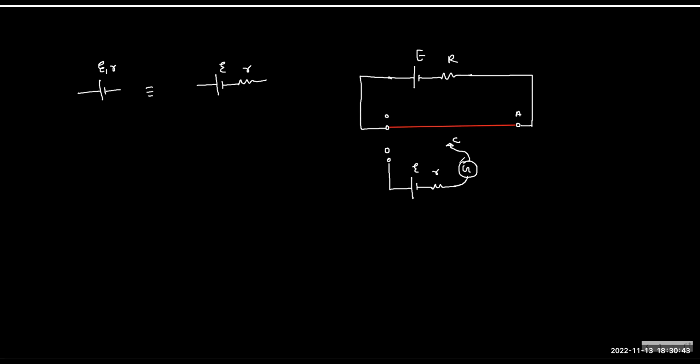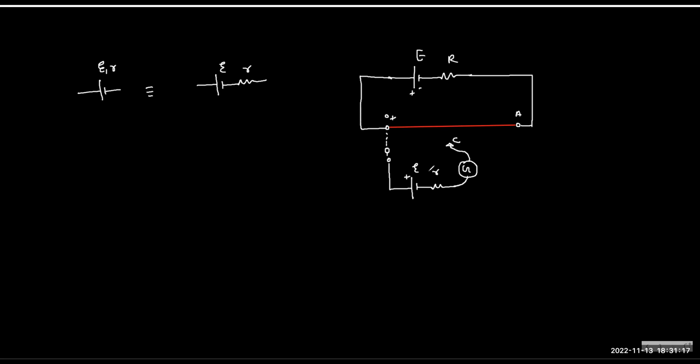The first rule is the high potential of the cell must be connected to the high potential end of the circuit, which is this point. Do you realize this? So the left end of the circuit is at high potential because this is plus, this is minus. Yes or no? Yes, sir. And the high potential of the cell is also left. So we connect left with left. So this is the connection you have to make here.